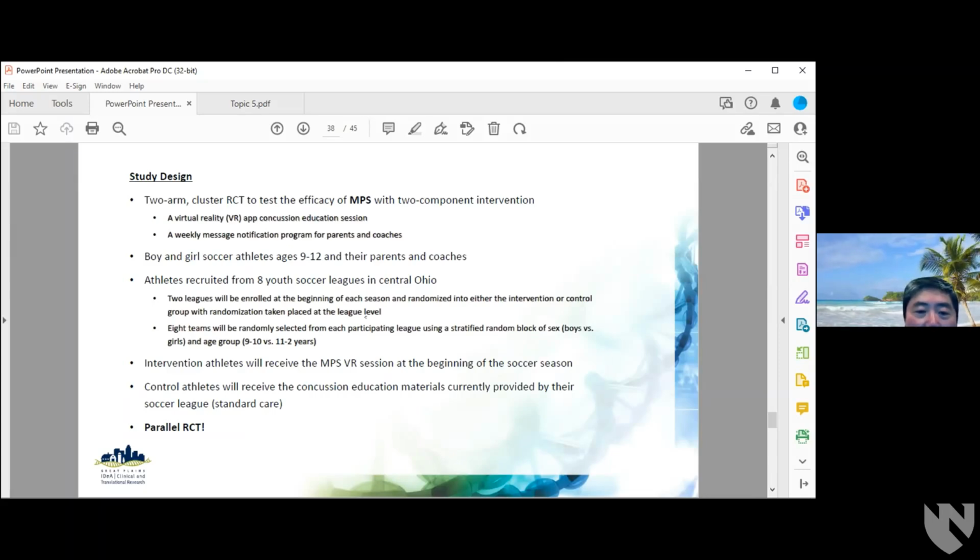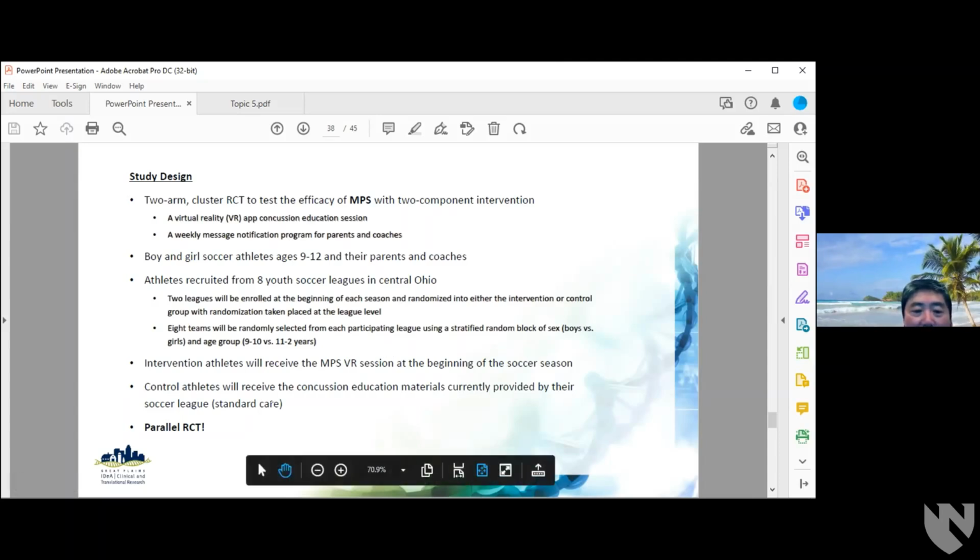So for the recruitment, we randomize in the league. This is happening in Central Ohio, so we have many soccer leagues. Athletes will be recruited from 8 youth soccer leagues. Okay, so in each league, we're going to randomize 8 teams by age, with randomized blocks by sex, because of boys and girls, and also the age. So each combination has 2 teams, all right? But the randomization is conducted at the league level. Okay, so this is cluster randomization.